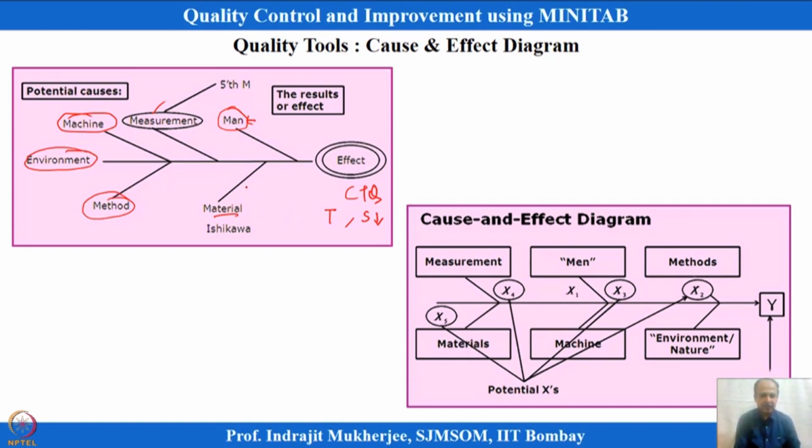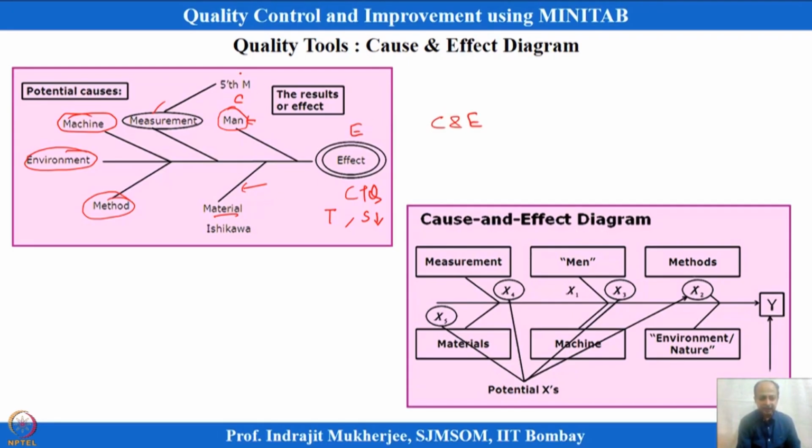Then the material can also change, the material that we are using for processing. That can also be a cause. This is known as cause and effect. So, these are the causes and this is the effect over here. Okay. So, this is the C and E diagram, the cause and effect diagram.